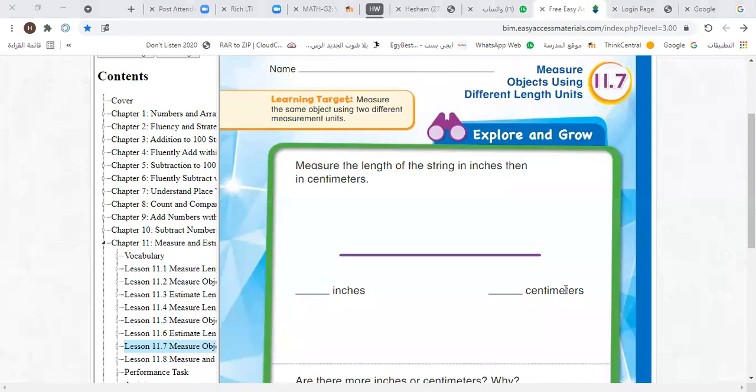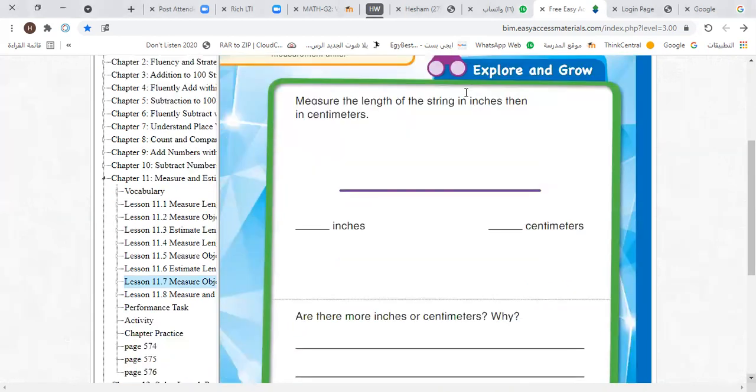How many inches and how many centimeters? Who can answer the question? I'll choose now the super one whose name is Muhammad Mustafa. Muhammad, how are you? Hello, Muhammad. Muhammad, the length of this string equals how many inches and how many centimeters?